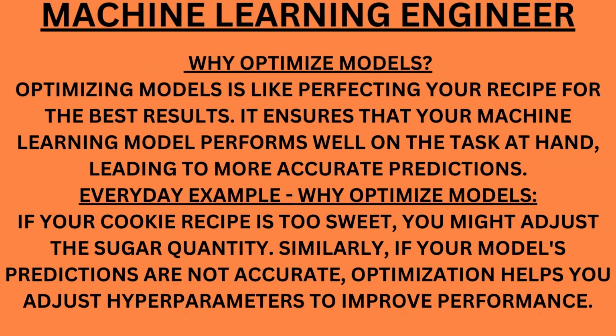Why optimize models? Optimizing models is like perfecting your recipe for the best results. It ensures that your machine learning model performs well on the task at hand, leading to more accurate predictions. Everyday example. Why optimize models? If your cookie recipe is too sweet, you might adjust the sugar quantity. Similarly, if your model's predictions are not accurate, optimization helps you adjust hyperparameters to improve performance.